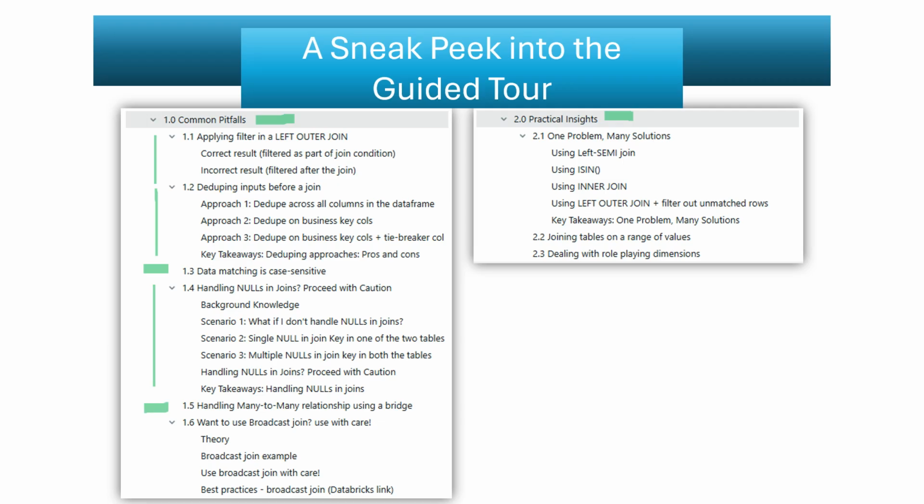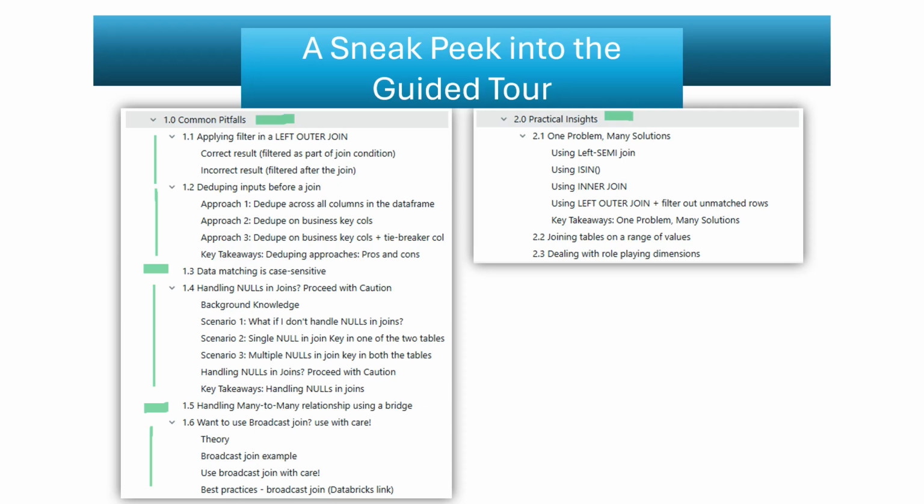Fifth, we will dive into how to deal with many-to-many relationships when joining data frames. Finally, we will visit the broadcast join. We will look at an example, when to use it, and also when not to use it.